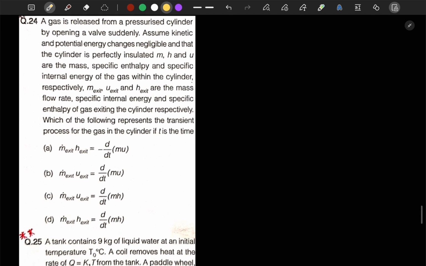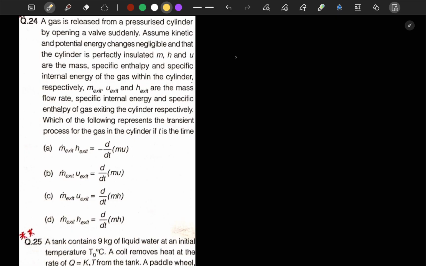A gas is released from a pressurized cylinder by opening a valve suddenly. Assume kinetic and potential energy changes are negligible, and the cylinder is perfectly insulated. The mass, specific enthalpy, and specific internal energy of the gas in the cylinder are m, h, and u, and at exit they are m exit and specific internal energy u exit.